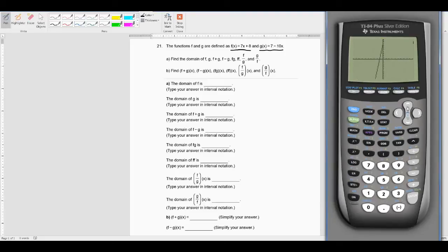Graph it, you're going to see a line, and the domain of this line, almost all lines, if you draw this line, or if you just look at it, how far left does it go? So you have to imagine the line.